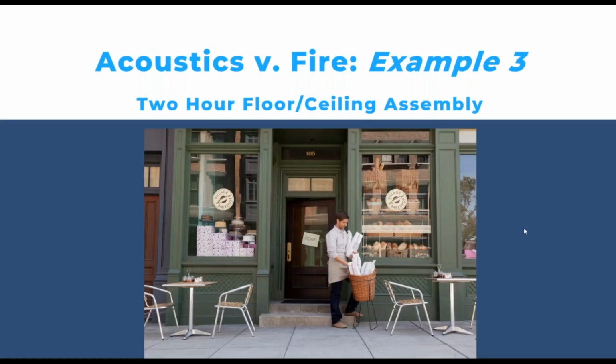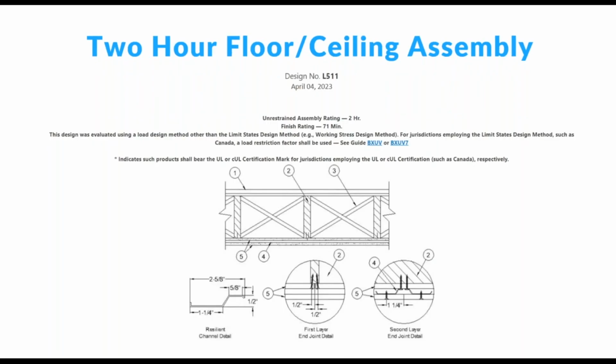All right. So another example where managing acoustics and fire in conjunction with each other can be tricky is 2-hour floor ceiling assemblies. So a lot of the 1-hour assemblies, our acoustic isolation goes between the bottom of the joist or truss or whatever it is and the gypsum board. So we have structure, acoustic isolation, gypsum board, right?